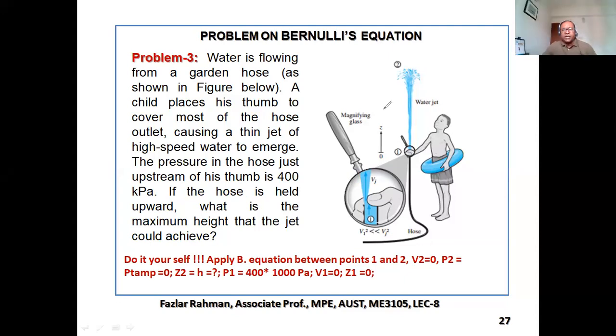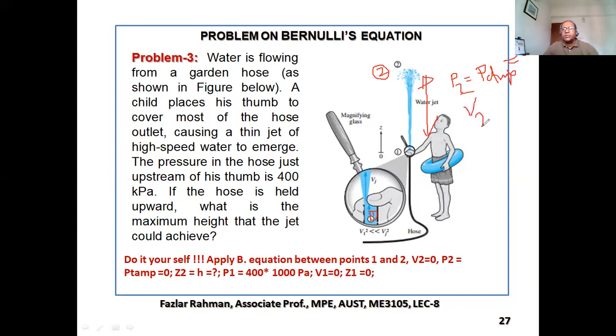Okay. We will apply the boundary equation between point 2 and point 1. Point 1 is just below his thumb, right over here. Then we'll figure out the height of the water. Now, you figure out the data for each point. For point 2, what is P2? Pressure will be atmospheric pressure, right? If you figure out the gauge pressure, then in that case, P2 you can assume equal to 0.